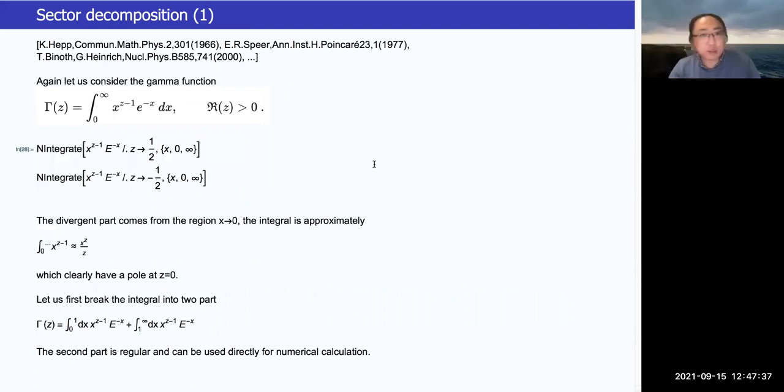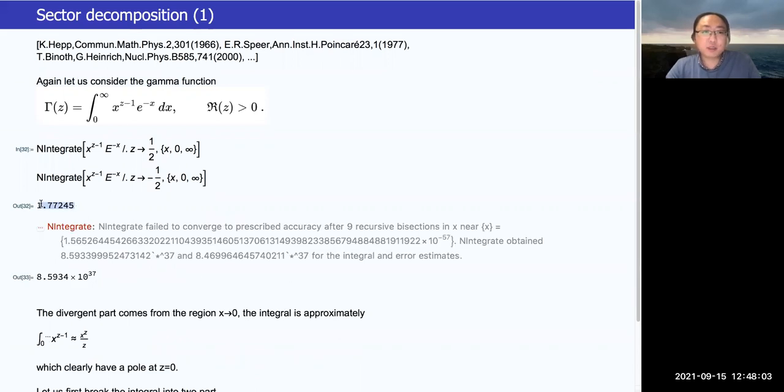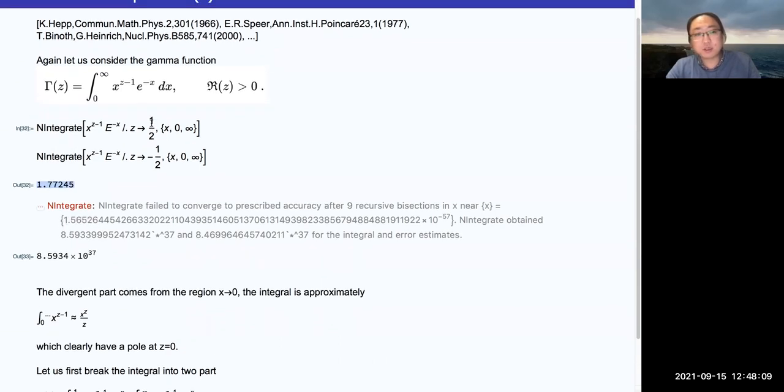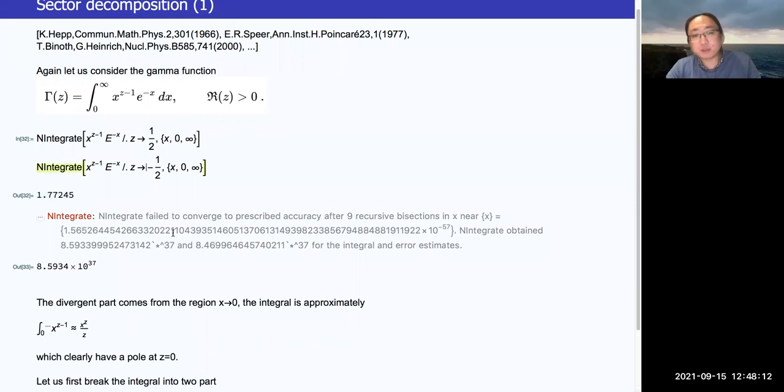So I was using Mellin-Barnes as one way to do analytical continuation, but there is another very interesting and popular technique called sector decomposition. I will be very brief because basically these gamma functions have integral expressions in terms of this. You can actually evaluate them. You see that indeed it's convergent at z equal to 1/2, but it's not convergent when you set z equal to -1/2. But this is only because you didn't do the analytical continuation correctly.